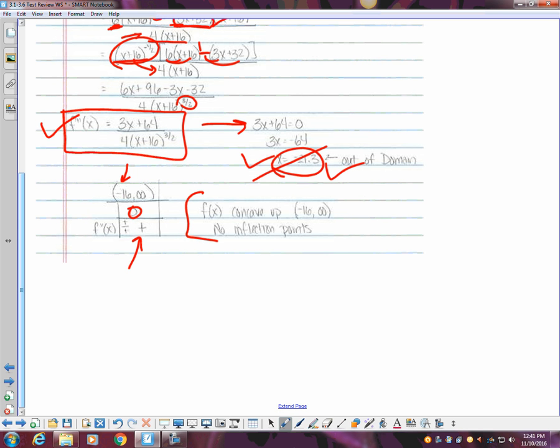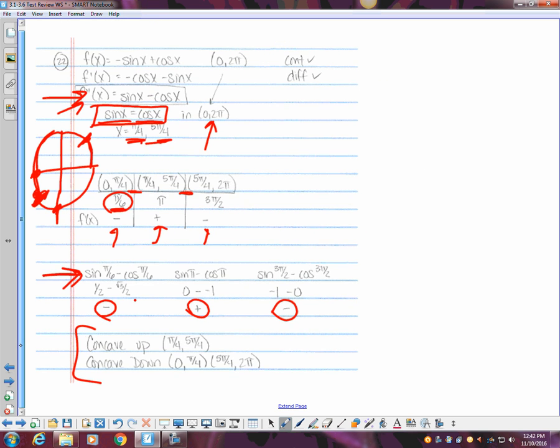Now, you have a graphing calculator. You could graph him, and you'll see that he does something like that. And this is your negative 16. And you'll see that he's, oh, wait, concave up. So he does something like that and stops at negative 16. So you'll see that he's concave up for the whole life of his graph, which means he has no inflection points, because an inflection point is where the concavity changes.